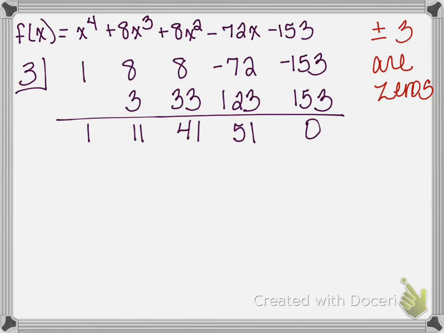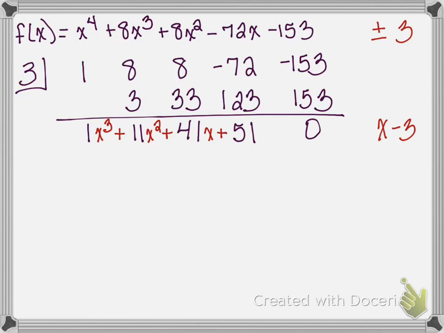If 3 is a 0, what's the factor? X minus 3. Okay, now, this is x to the third plus x squared plus x plus 51. Can I factor that? Yeah, I've got to do synthetic division again. But fortunately, I was told what another solution was. So if 3 is one solution, what's the other solution? Negative 3. Okay? So I'm left with 1, 11, 41, and 51.